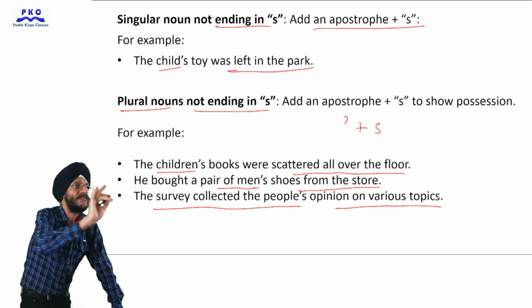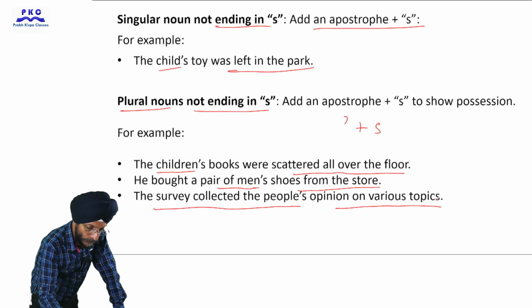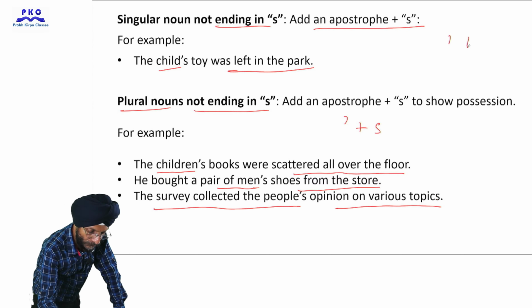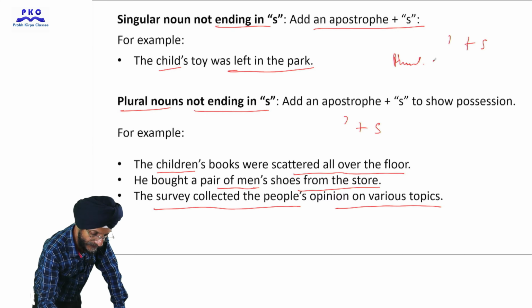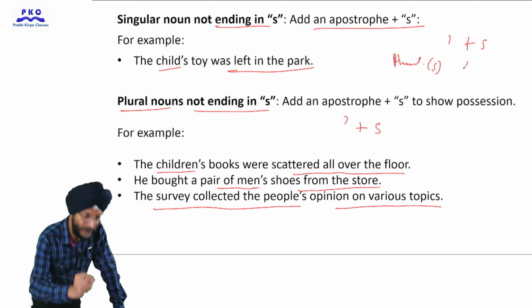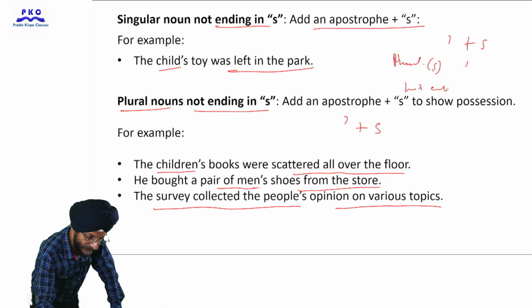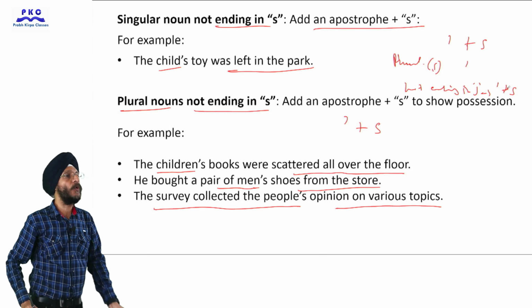So what have we learned so far? In the case of a singular noun, to show possession, we add apostrophe plus s. In the case of a plural noun ending in s, we simply add an apostrophe. But in the case of a plural noun not ending in s, we add apostrophe plus s to show possession.